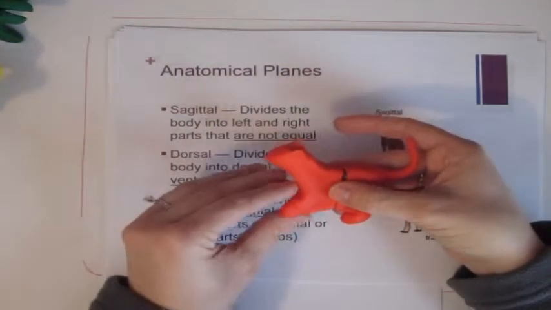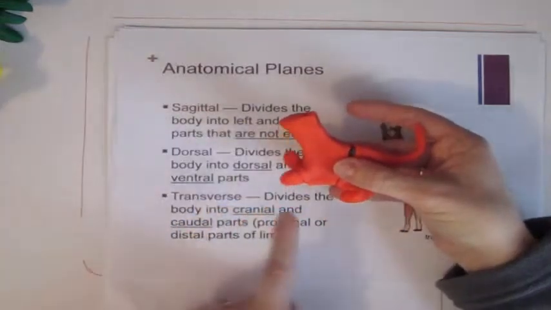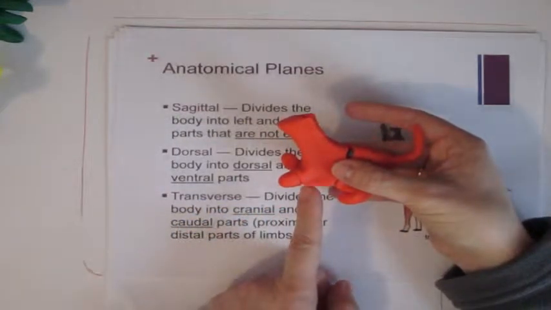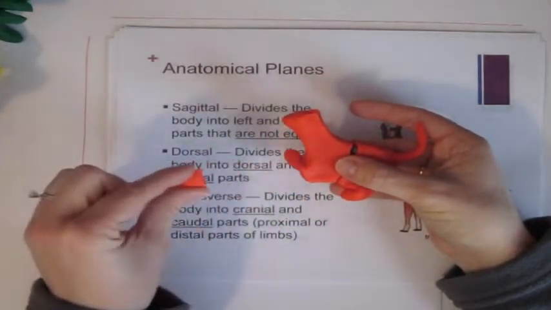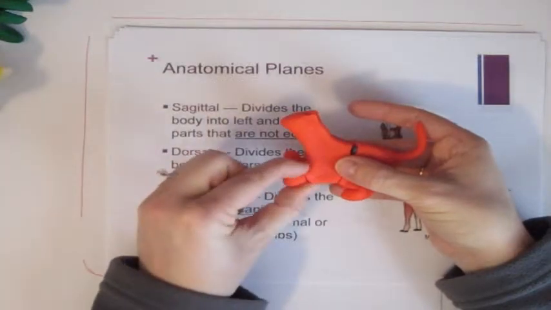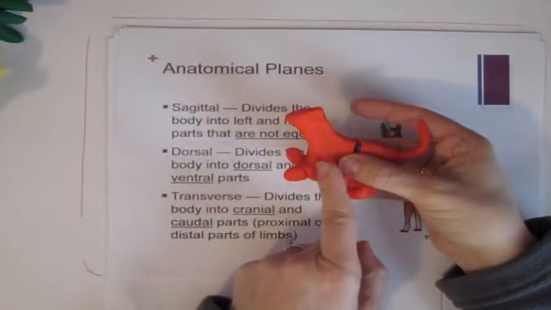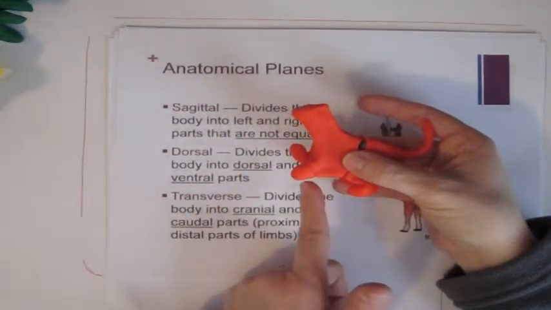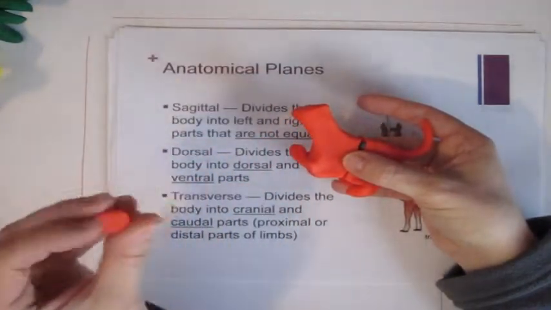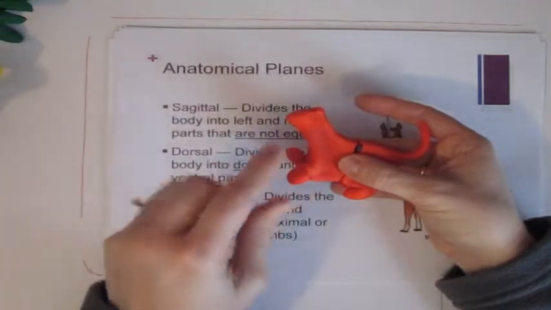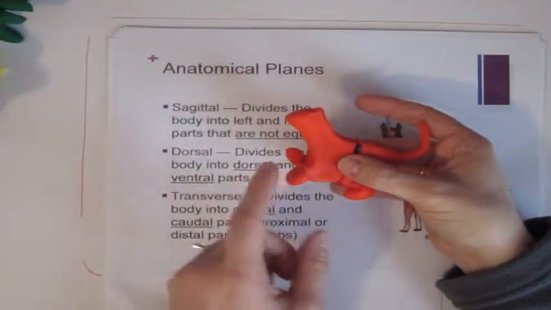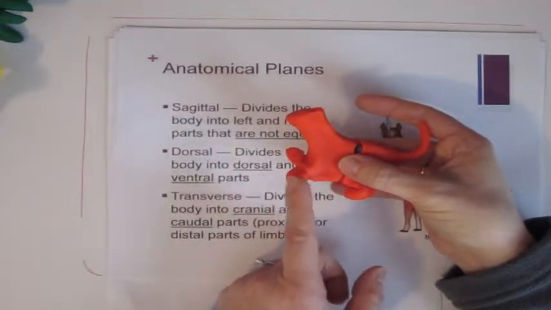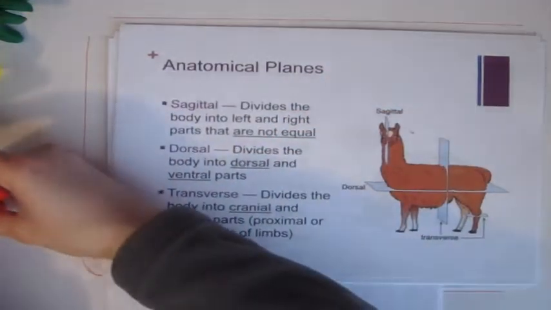Now if you were to do a transverse section on a limb, we create a distal portion and a proximal portion. So this is the distal portion, we cut it in half, and we created distal and proximal, which means towards the body. Distal means away from the body.